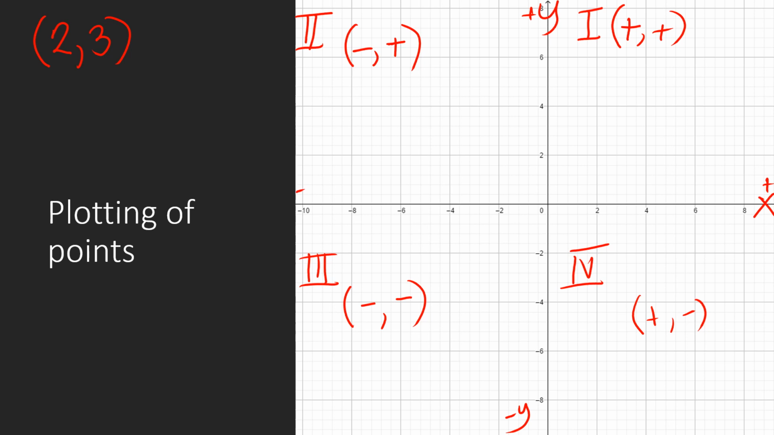For example, we have 2 and positive 3. So obviously this is in quadrant 1 because both are positive. So this is our positive 2 and this is our positive 3. Okay, we're just going to get their intersection. So this is your 2, 3.